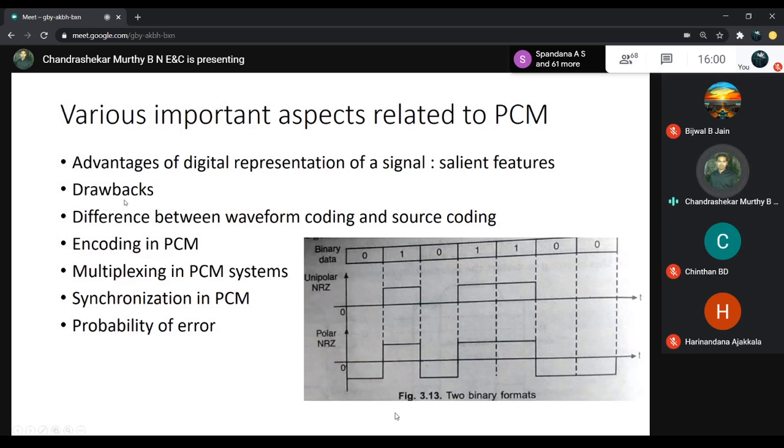Pulse code modulation is nothing but converting analog to digital. When the quantization takes place, if you increase the binary bits or code words, what happens? The bandwidth will increase, and the system complexity also increases, at both sides, because there is a process of converting analog to digital and then it is transmitted.